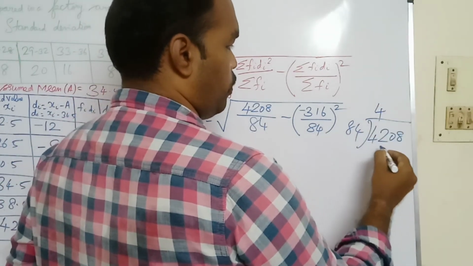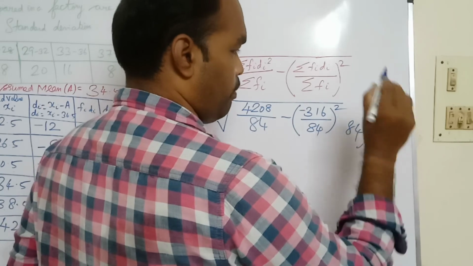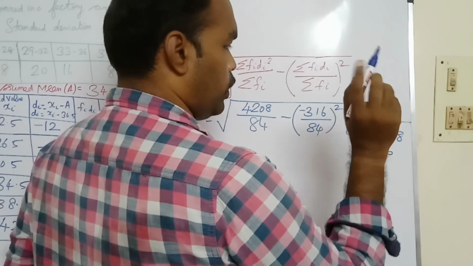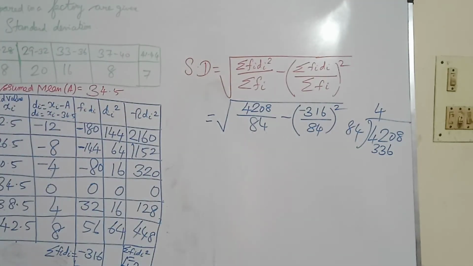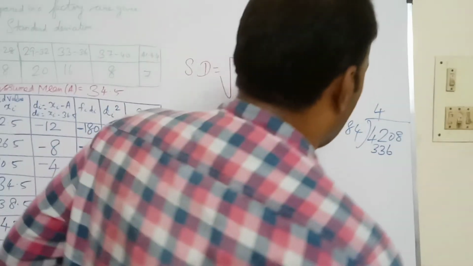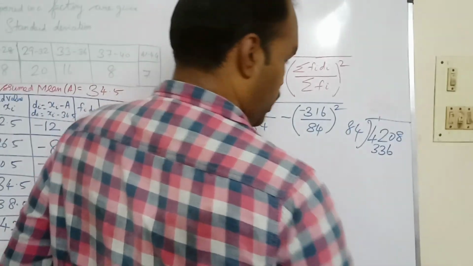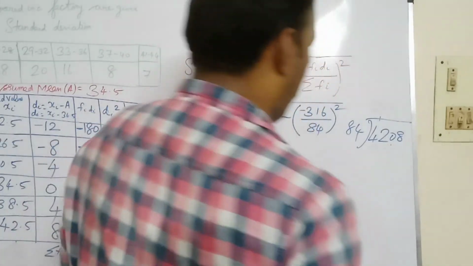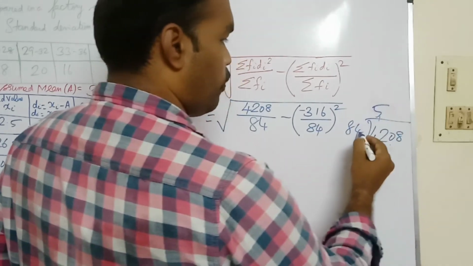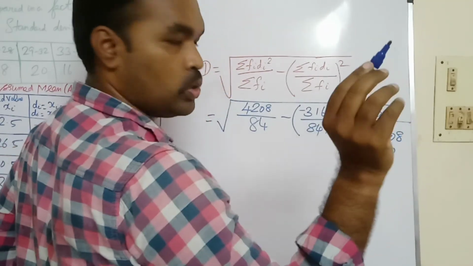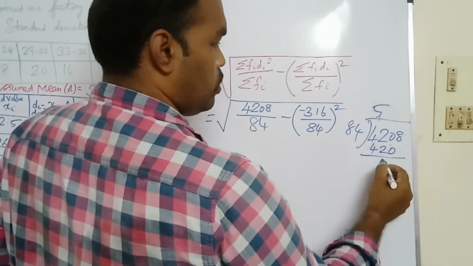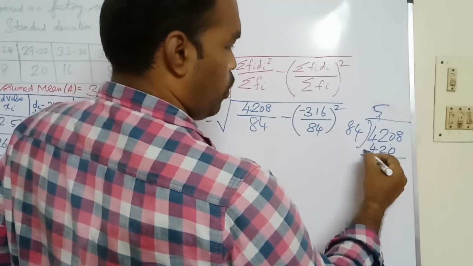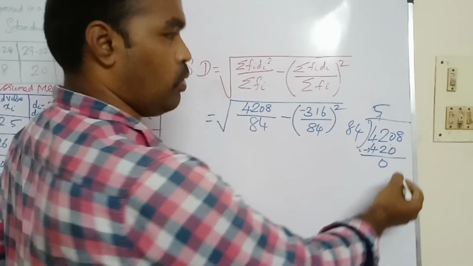So 4 into 84. 4 4s are 16. Balance 1. 8 4s are 32. 32 plus 1, 33. So now, or else, sorry, 5 also we can put. 5 4s are 20. Balance 2. 8 5s are 40. 42. So 0. 420 minus 420, 0.